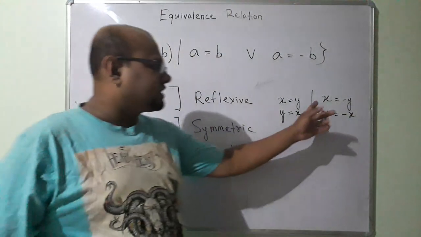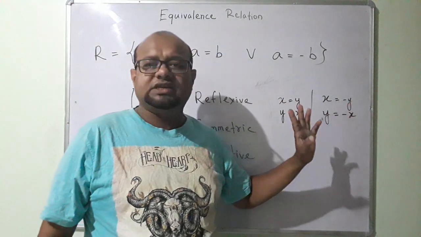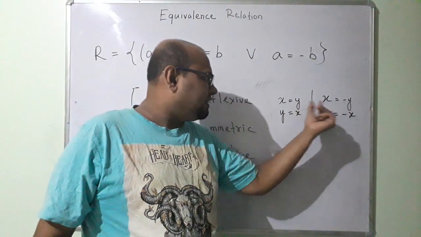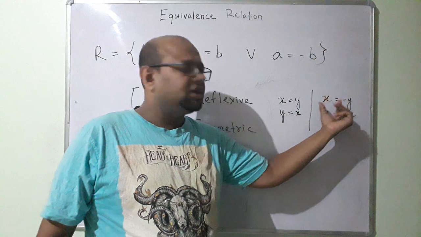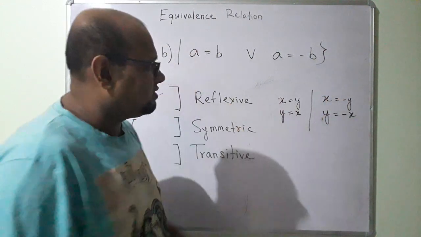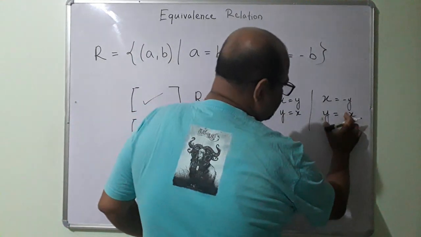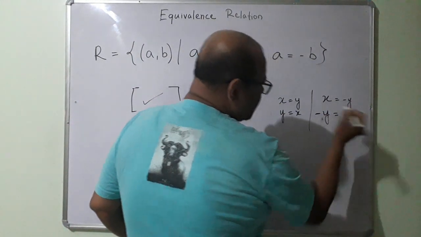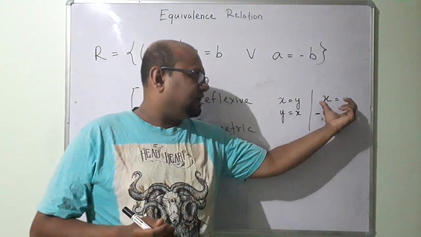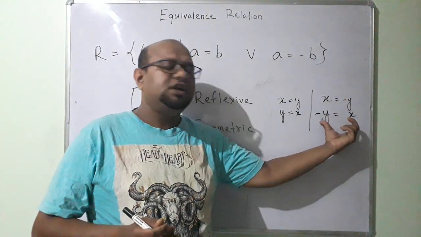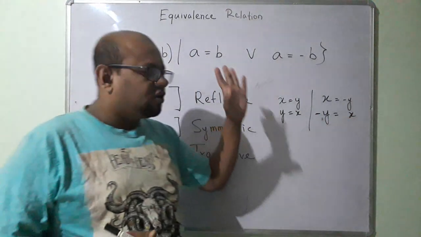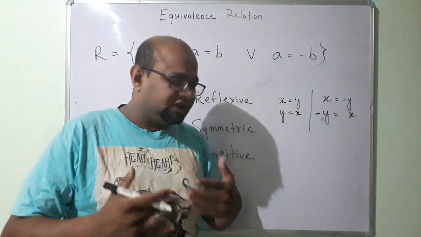Correct? If x is equal to minus y, then y is equal to minus x. This is from arithmetic. So I have seen that if x minus y belongs, then minus y x also belongs. Sorry, it should be minus y x. If x is equal to minus y, then minus y should be equal to x. Right? So all these things will belong.